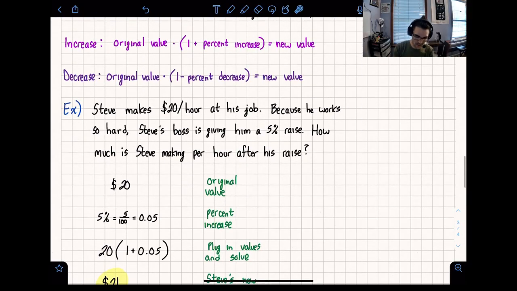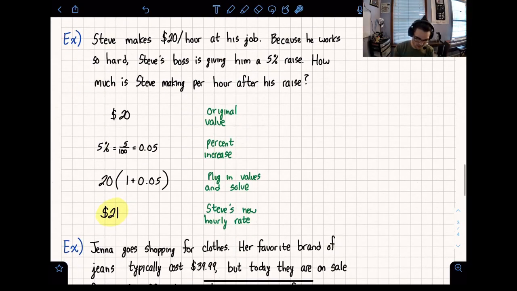And now we're going to plug it into the equation we have over here. So he's making $20 times 1 plus 0.05. This comes out to 20 times 1.05, and that equals $21. So after Steve got his 5% raise, he is now making $21 an hour.